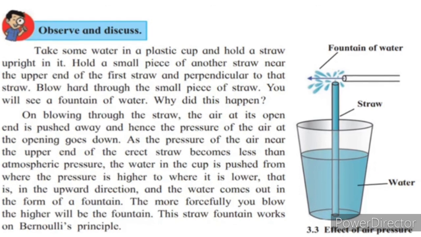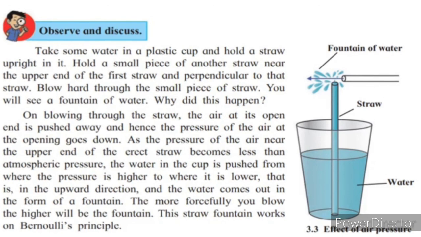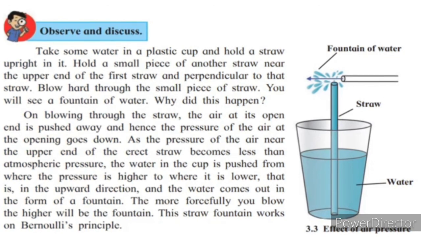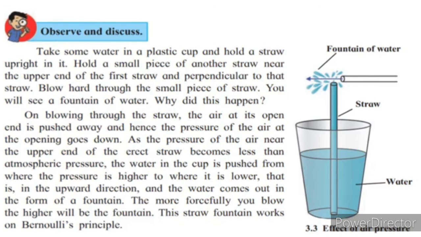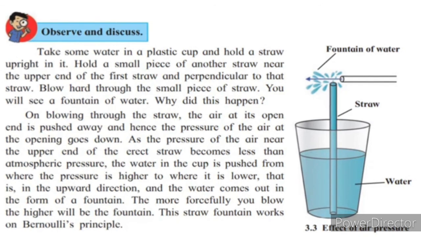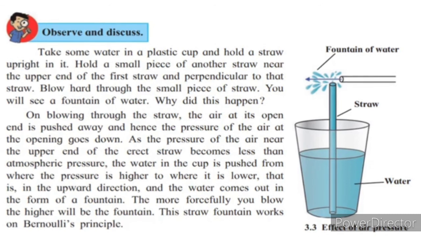Why is it fountain-like? Because we blow the air from this small pipe. The more forcefully you blow, the higher the fountain will be. However forcefully you blow through that small straw, the fountain will become higher. This straw fountain works on Bernoulli's principle. This experiment is working on Bernoulli's principle.